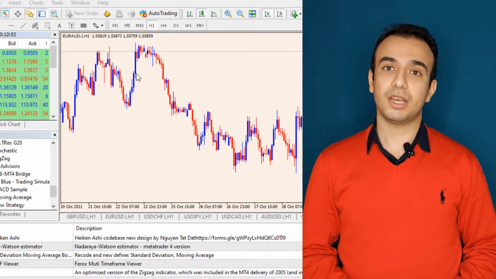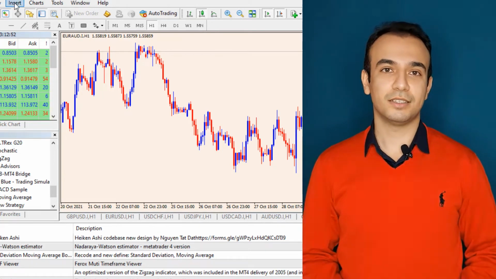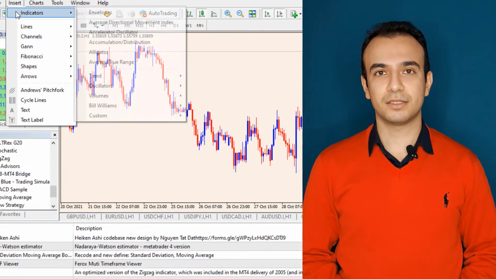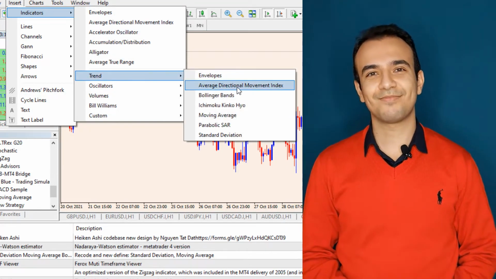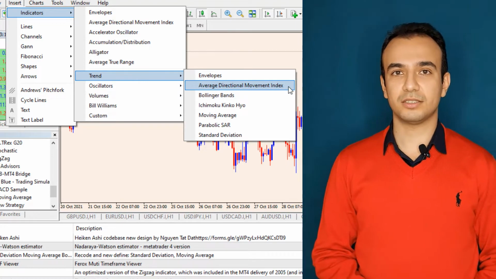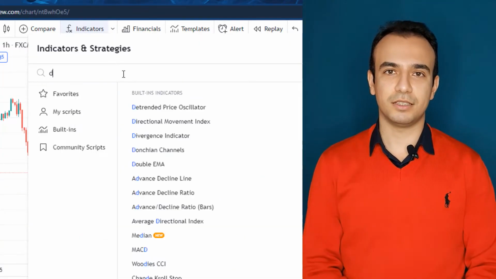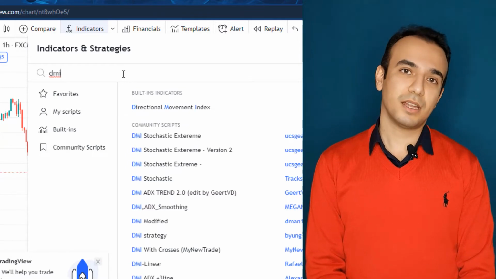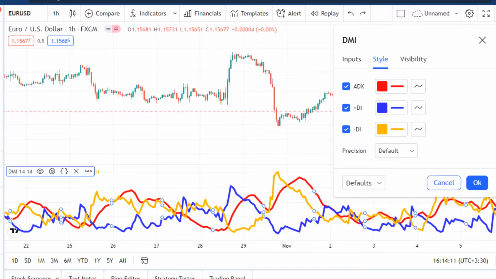You can reach the ADX indicator inside your MetaTrader from Insert, Indicators, Trend, Average Directional Movement Index. You can bring it to your chart in TradingView by searching DMI in the Indicators list and selecting the built-in indicator. This indicator has three lines: DI plus, DI minus, and ADX.